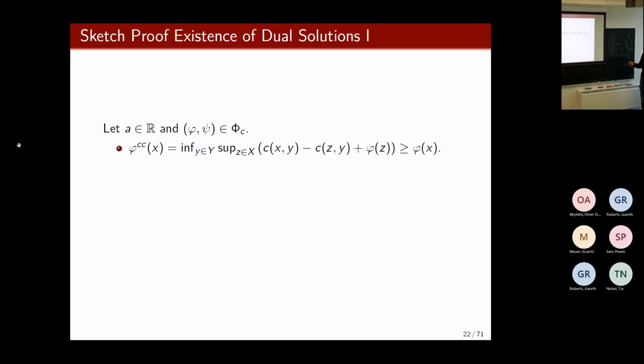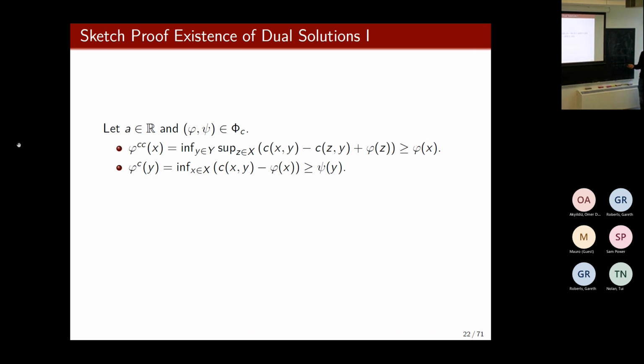So if I choose my z to be equal to x, right, so these two terms here cancel, then I get 5x. So the point being that the second C transform is going to increase the value of my phi. Okay, and there's kind of a similar thing here.